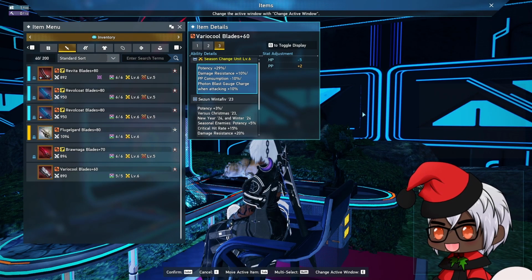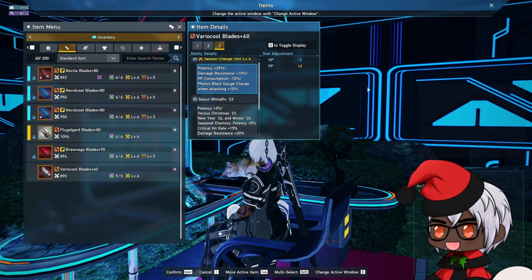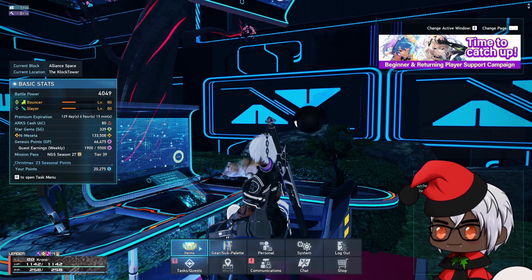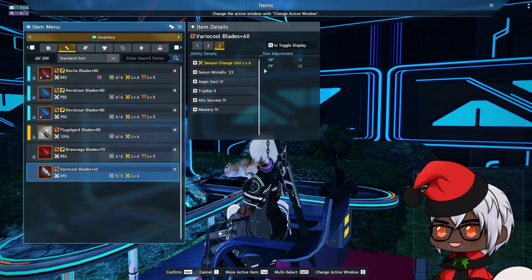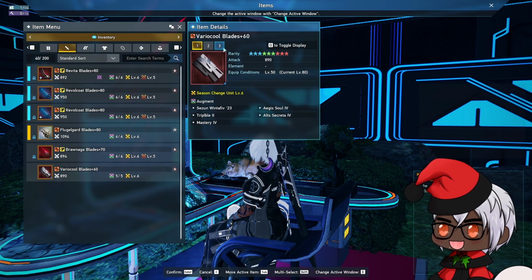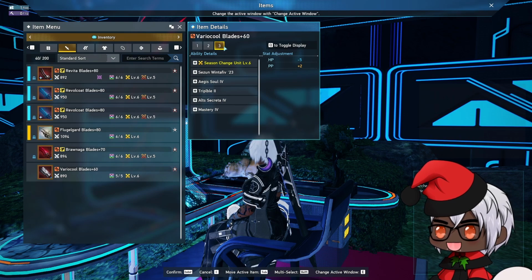So here we are in the Clock Tower Alliance headquarters. Love this place. Very, very well done. Very happy how it turned out. But now we're here to talk about the Varicool weapons. So this is the seasonal weapon that we've got. And why is this weapon so bad?